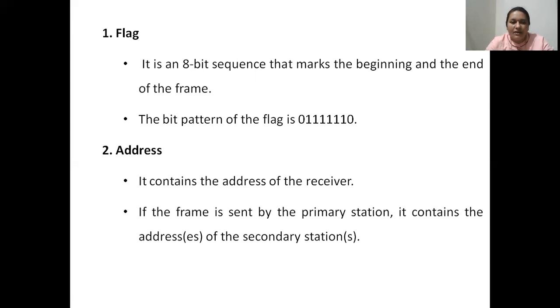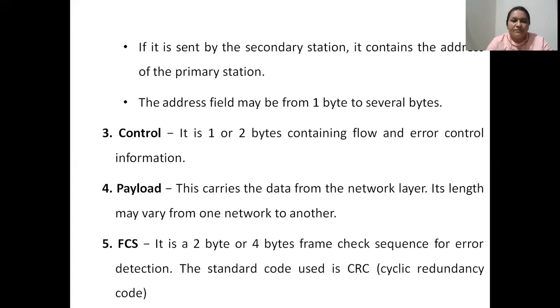The address field contains the address of the receiver. If the frame is sent by the primary station, it will contain the address of the secondary station. If the frame is sent by the secondary station, it contains the address of the primary station. So finally, it will be the address of the receiver of the frame. This address field is generally 1 byte. In some configurations, it can be more than 1 byte, several bytes.